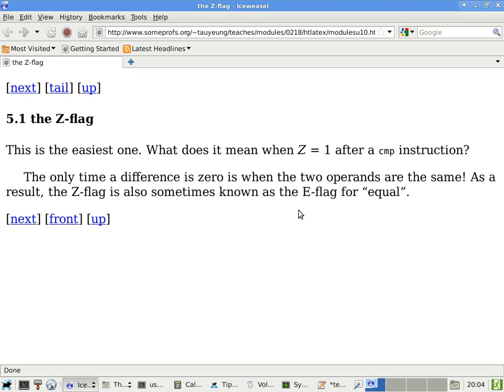Sometimes in certain architectures, including the Intel architecture, you can also refer to the Z flag as the E flag, for being equal. So there are synonyms to these instructions that we'll talk about later. Are there any questions about the Z flag, or how we interpret the Z flag after a compare instruction? Okay, it only confirms equal versus not equal. It cannot do anything else.